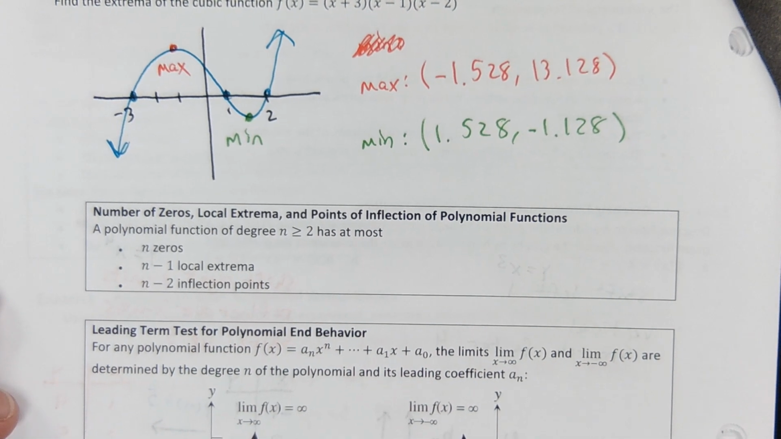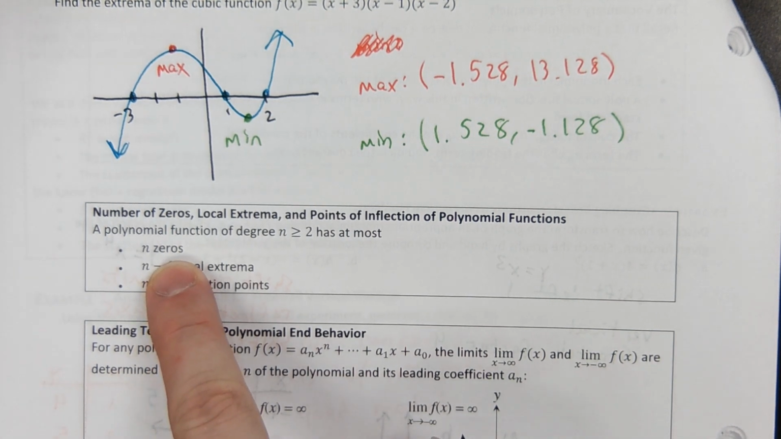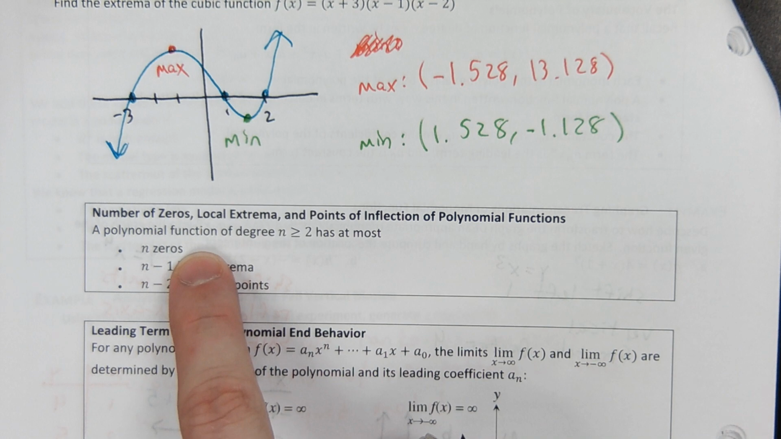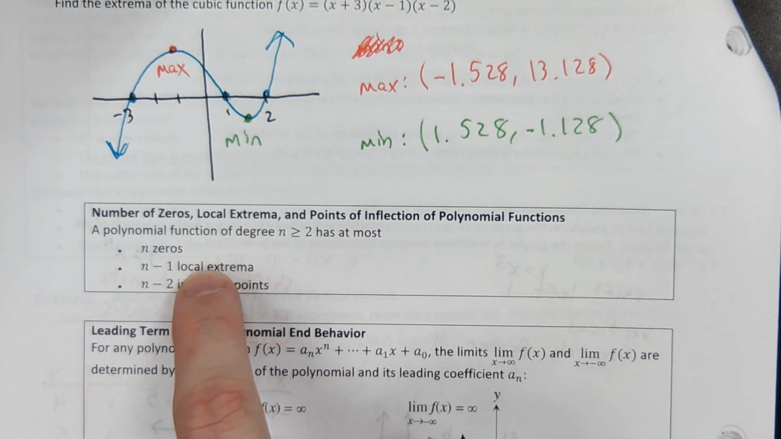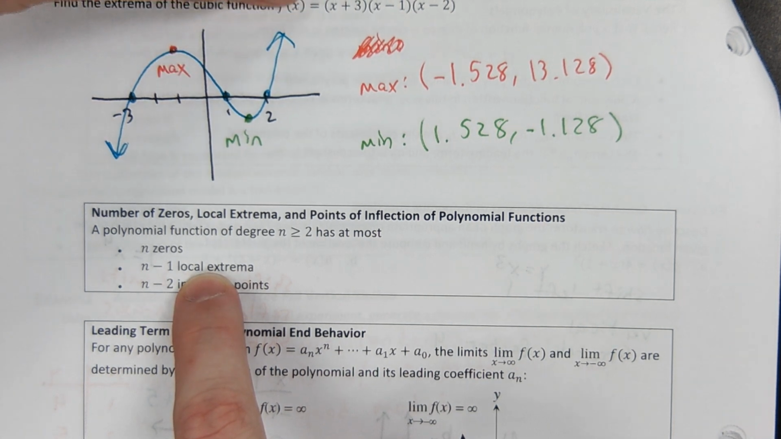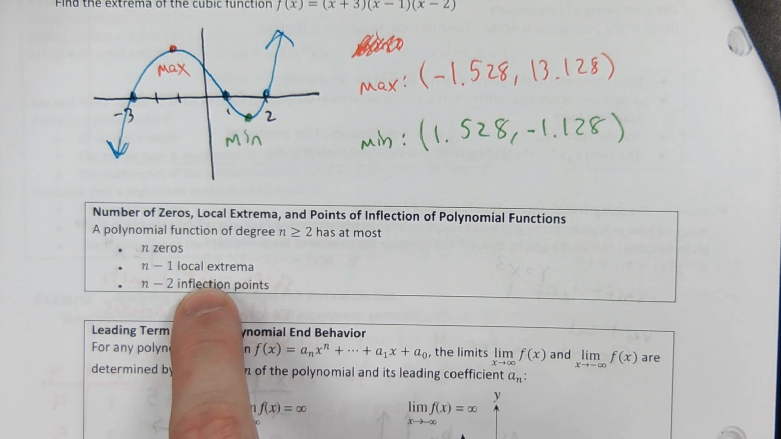What was I getting at? My point is, for any polynomial, as long as the exponent is 2 or bigger, because otherwise it's linear. So if you've got a quadratic, a cubic, a quartic, a quintic, anything like that, then your polynomial has at most n zeros. That means at most the highest degree crosses of the x-axis. At most, the degree of the polynomial minus 1 extrema. This one was a power 3 with 2 extrema. And at most, the degree of the polynomial minus 2 inflection points.